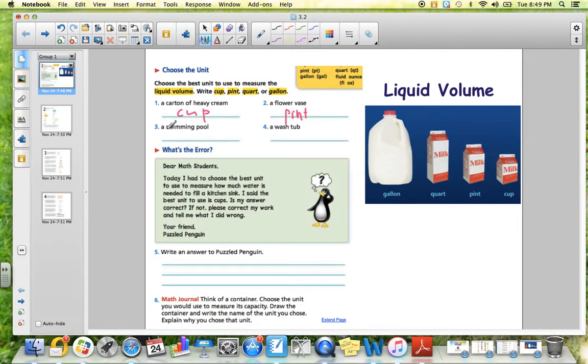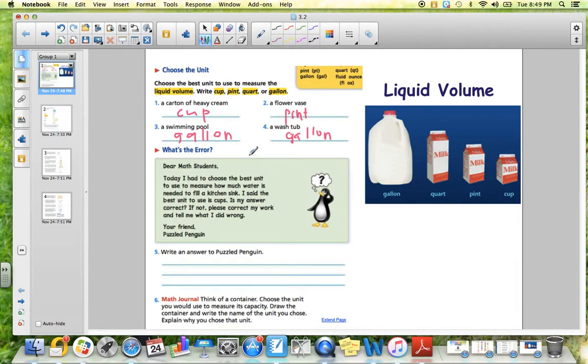Number 3, a swimming pool. Oh, well, these are the only options we have, and we know a swimming pool is really big. So obviously the biggest measurement is what we're going to use. So we're definitely going to use a gallon. And I'm sorry my handwriting is so bad. Number 4, a wash tub. Well, also, a wash tub is pretty big, so I would say we'd use the biggest measurement we have, so I'm going to say gallon again. G-A-L-L-O-N. Okay, perfect.